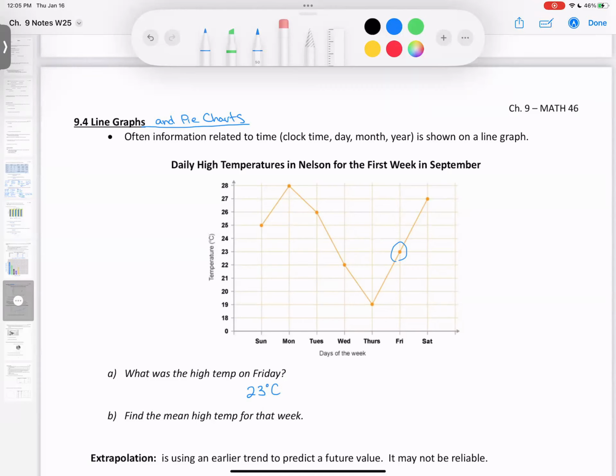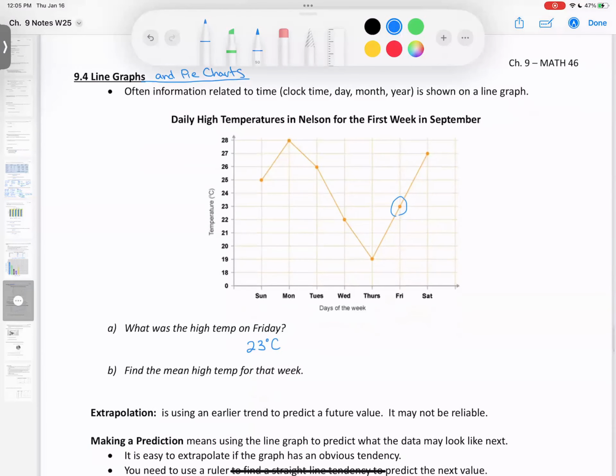Now we want to know the mean high temperature for that week. That hasn't been given to us, so we're going to have to use our skills in calculating a mean. We know the mean is all of the data points divided by the number of data points. So Sunday is 25, and then we've got Monday 28. We're just going to add these all up.